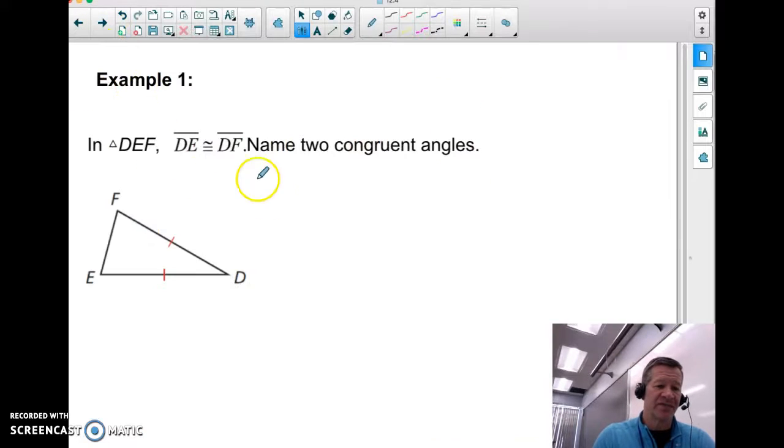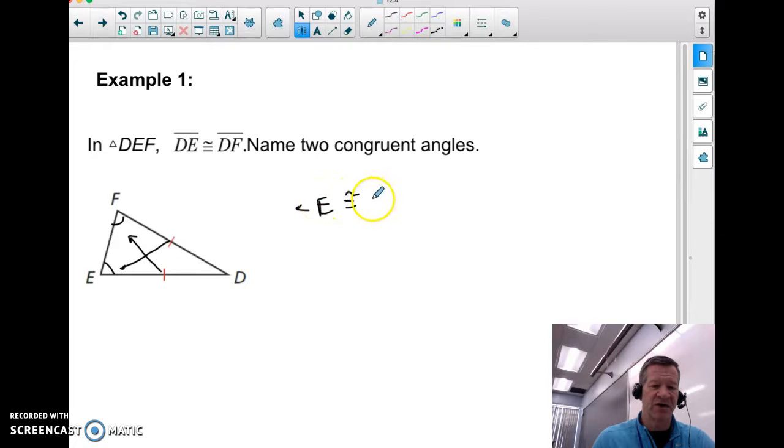So in the example, we simply have to answer the question, in triangle DEF, DE and DF are congruent. Notice they are marked congruent on the figure. Name two congruent angles. Well, if these sides are congruent, then the angle across from them, angle F, and the angle across from this one, angle E, have to be congruent. So we would say angle E is congruent to angle F.